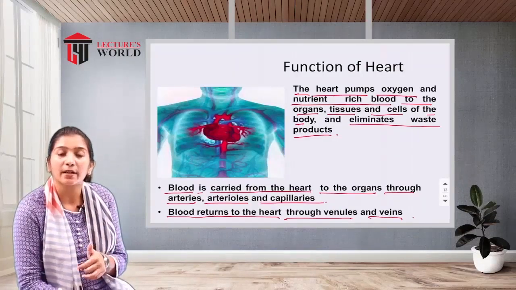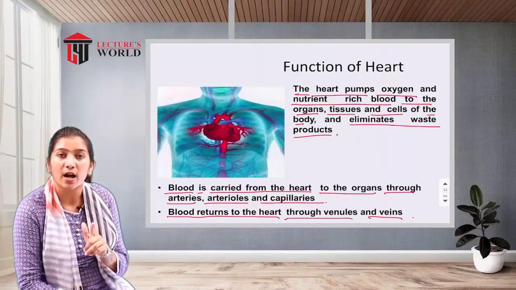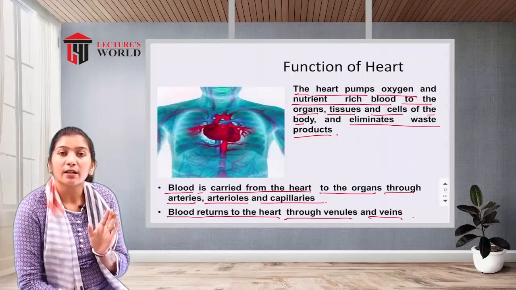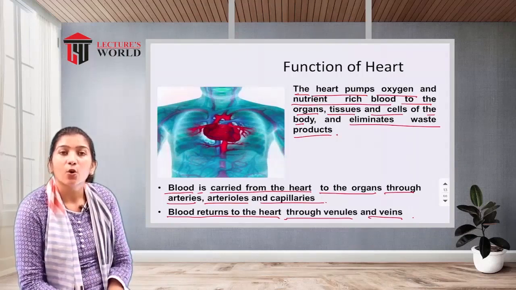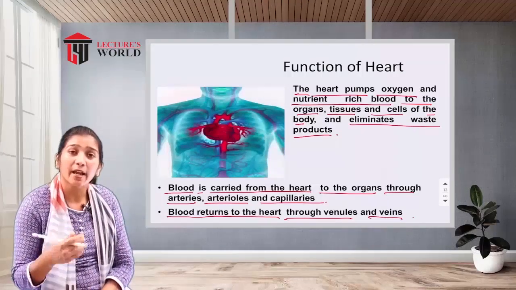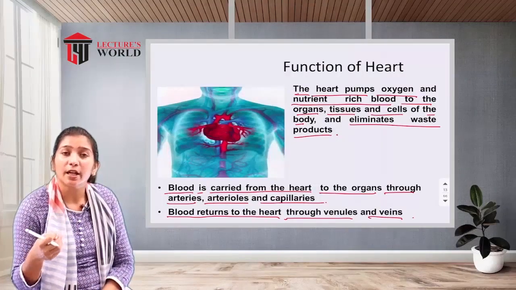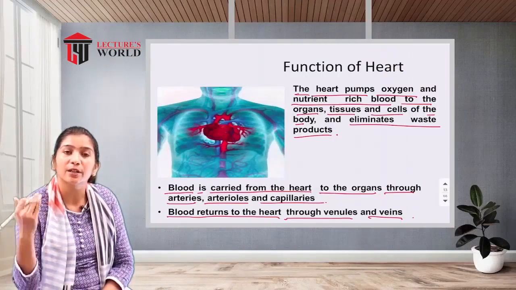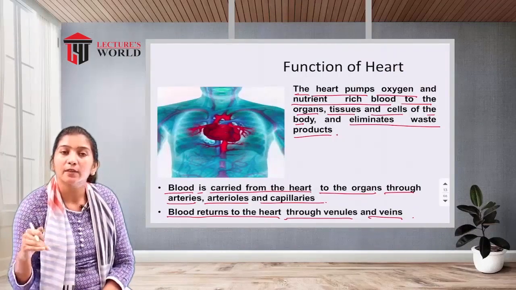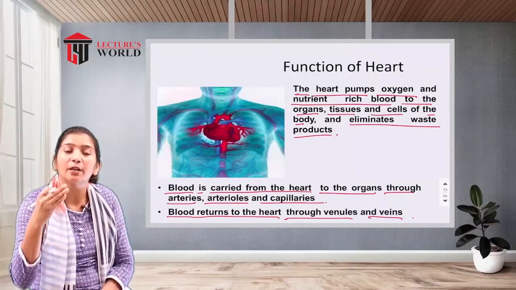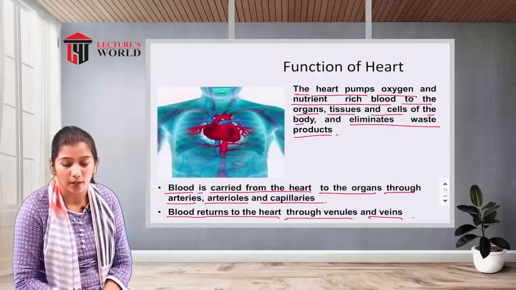From the right ventricle, it goes through the pulmonary valve into the pulmonary artery, where it goes into the lungs. In the lungs, there is an exchange of oxygen and carbon dioxide, and the blood gets oxygenated. That oxygenated blood comes into the left atrium, then into the left ventricle, and with the help of the aortic valve it goes into the aorta, and from the aorta it spreads all over the body.